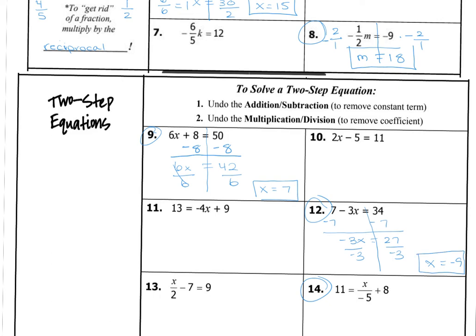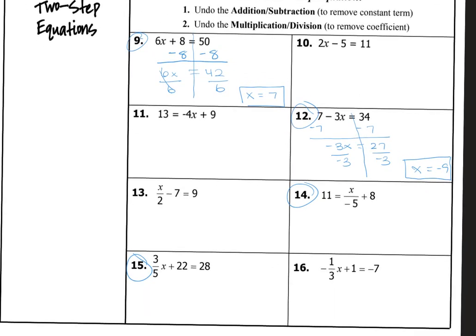All right, so again, just like before, I can simply take my values and plug them in. So for number 9, I could plug 7 in. I get 6 times 7 is 42, plus 8 gives me 50. For number 12, I can plug in a negative 9. So I have negative 3 times a negative 9 again. I get positive 27, and then we're going to add 7, which gives me a positive 34.